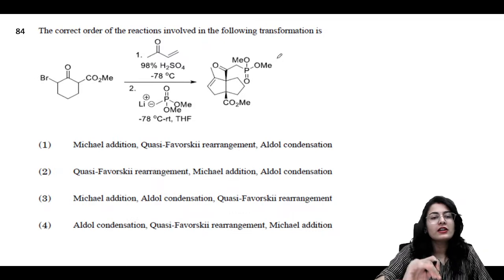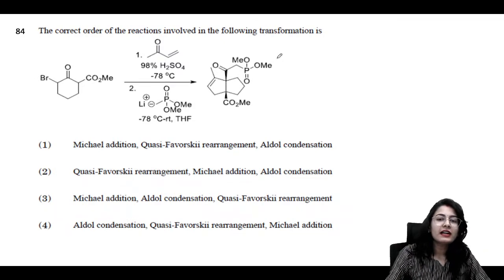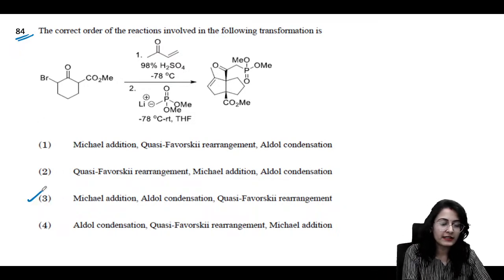So, in the last session, one question of ours was left. I said I would discuss it again. This is a question from the December 2019 question paper. How many of you have done this question? The answer was option number 3. How many of you have tried out the mechanism? Tell me once.